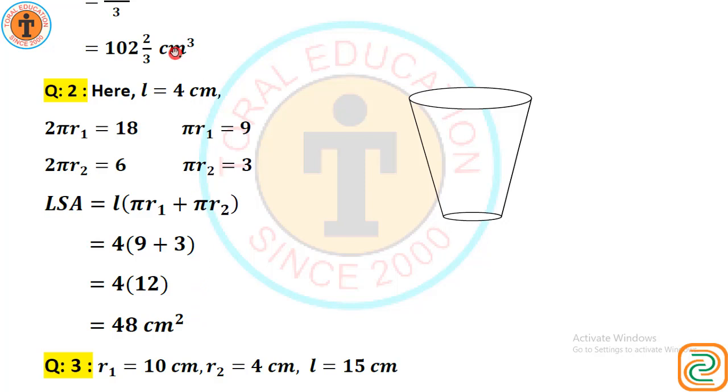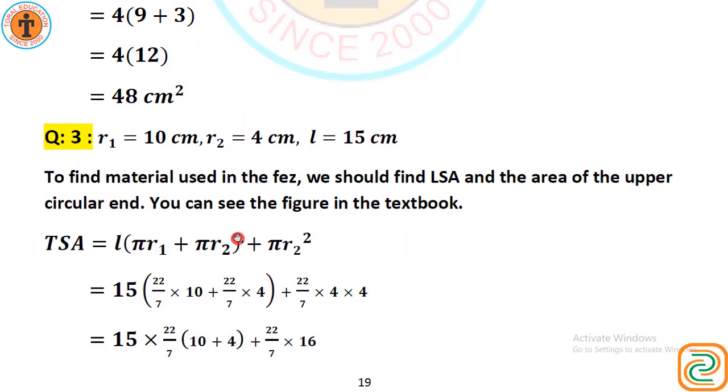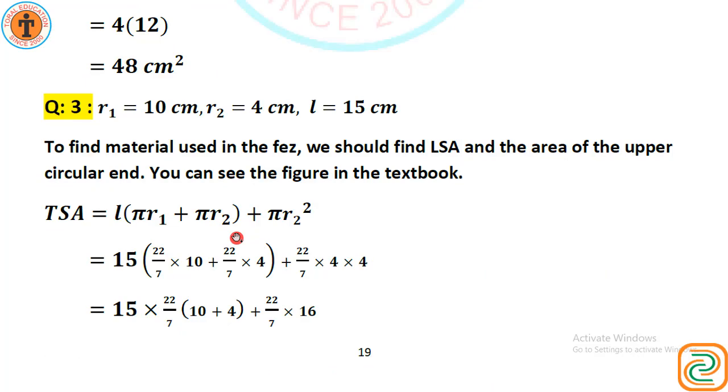This is area and this is centimeter cube. This is volume. Now question number 3. It's a short exercise. A fez, the cap used by the Turks, is shaped like the frustum of a cone. See the figure in the textbook, right? If its radius on the open side is 10 cm and radius at the upper base is 4 cm, its slant height is 15 cm. Find the area of material used for making it.